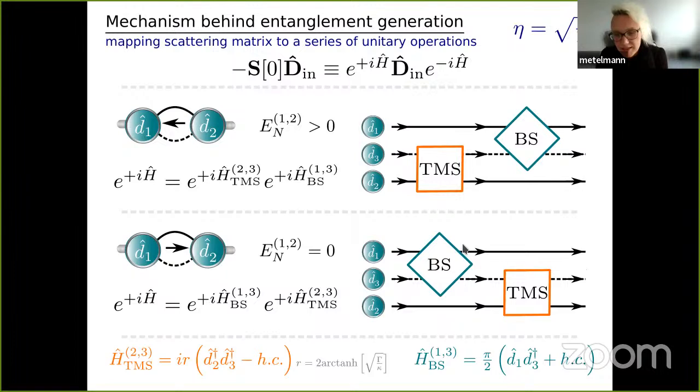So this gives us some intuition of what's going on, that we actually have just the reverse order of unitaries. One creates entanglement between 1 and 2, the other one does not.